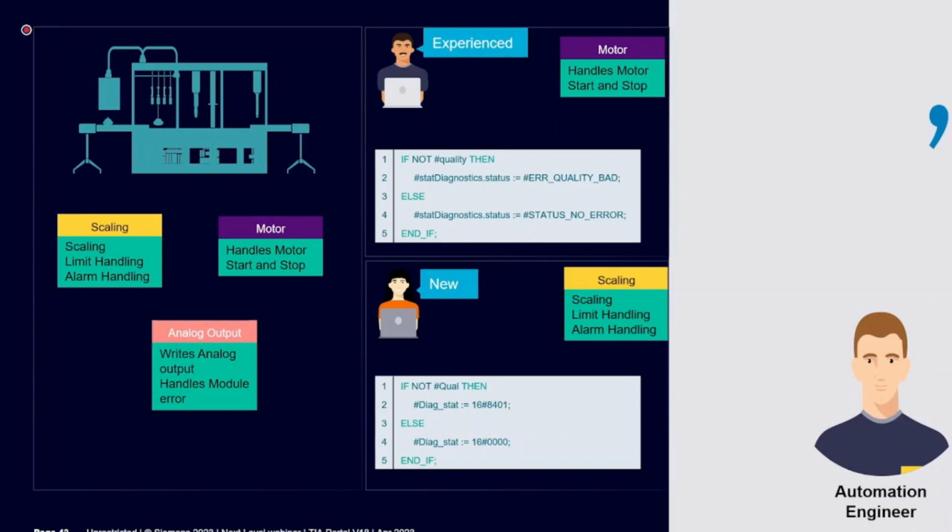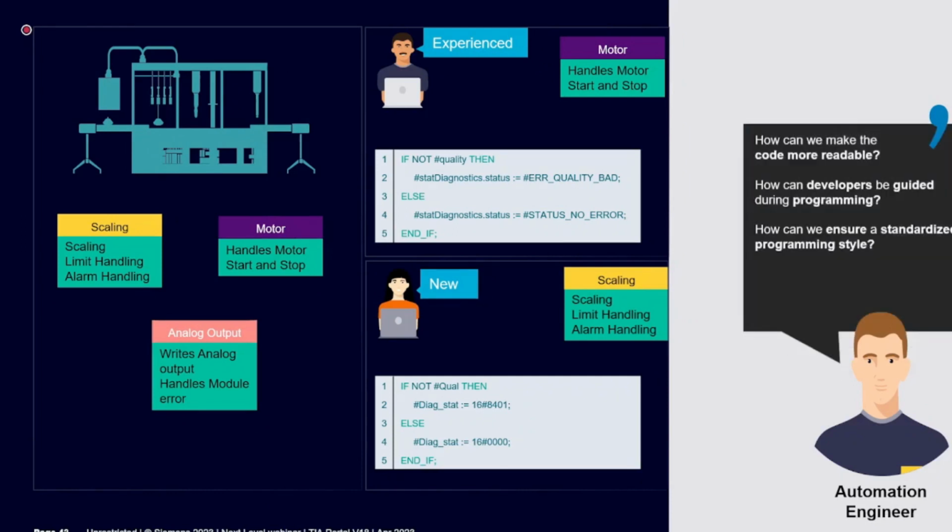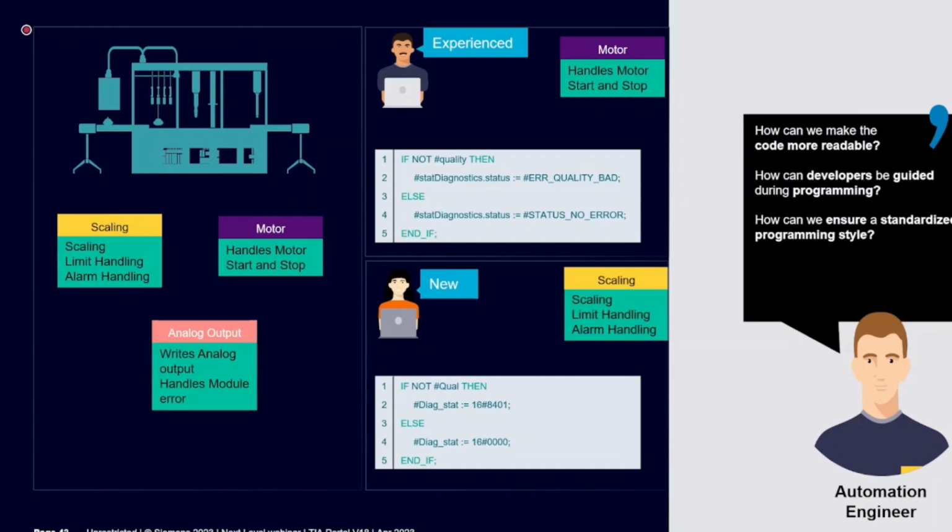Suppose this code needs to be diagnosed in the future; whatever engineer looks at it doesn't know what 8401 means, because the new person has not maintained the company-wide standard. So what questions arise? How can we make the code more readable? For example, the error quality bad is more readable than 8401. How can developers be guided during the programming stage itself? Suppose during the programming stage we identify that this new programmer doesn't follow the standard, how can we guide them, and what standardized programming style can we follow in the development process?